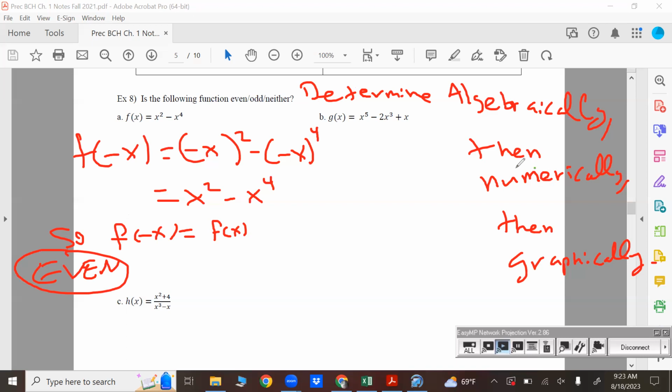Now, numerically, I suggest you plug in 1 and negative 1, see what happens. What happens if you plug in 1? What do you get? What happens if you plug in negative 1? Same thing.